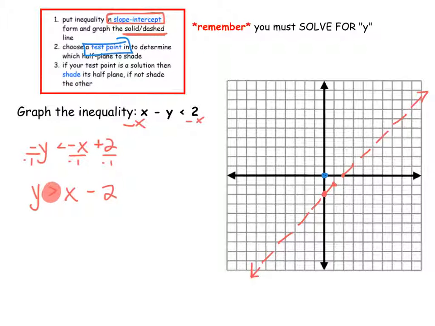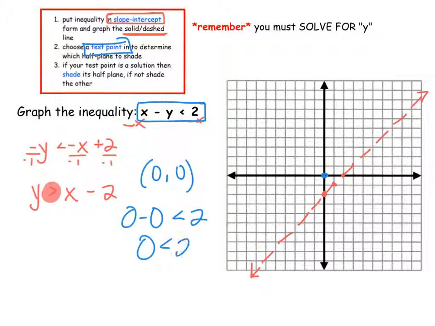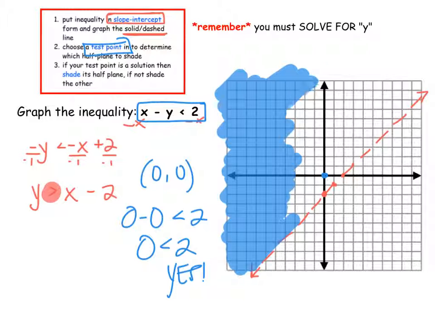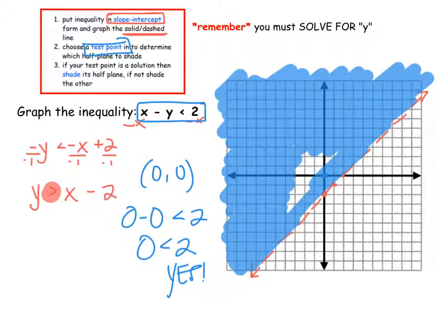And I see the origin is clearly on one side, and so that's the point I'm going to use. And I prefer to use my original equation. So I have minus 0 is less than 2. 0 is less than 2. Yes, this is a true statement. And so because it's satisfied the inequality, that is the side that I will shade. And now that's all there is to graphing an inequality. And that's basically all there is to graphing a system of inequalities, which you'll see.